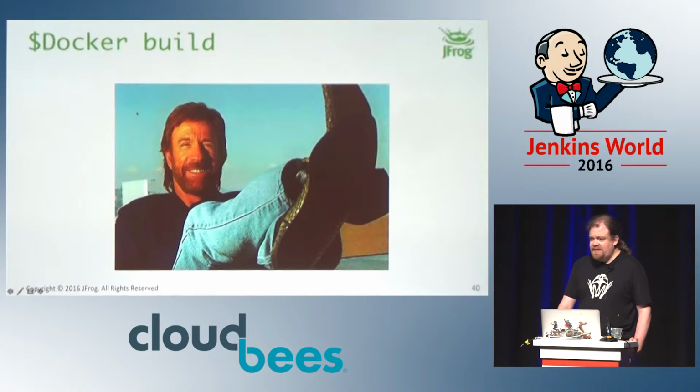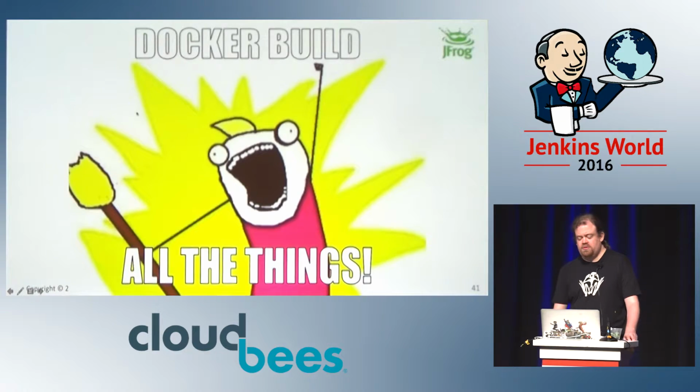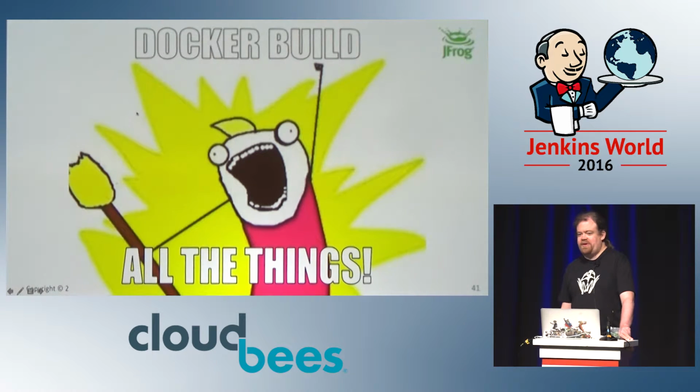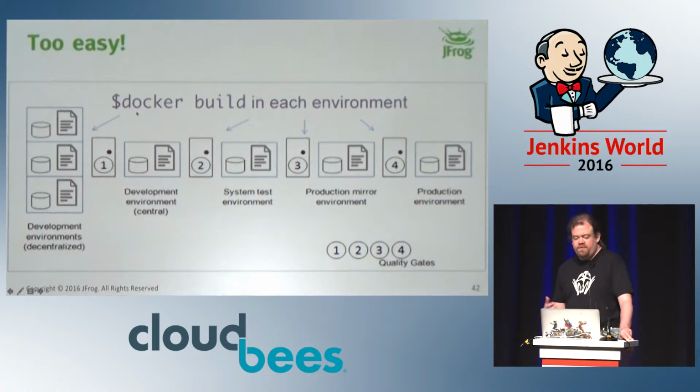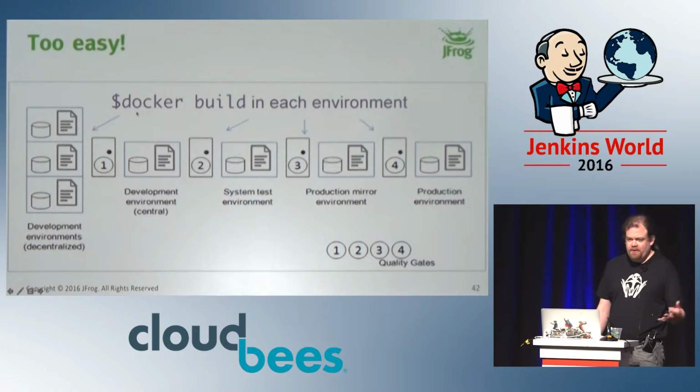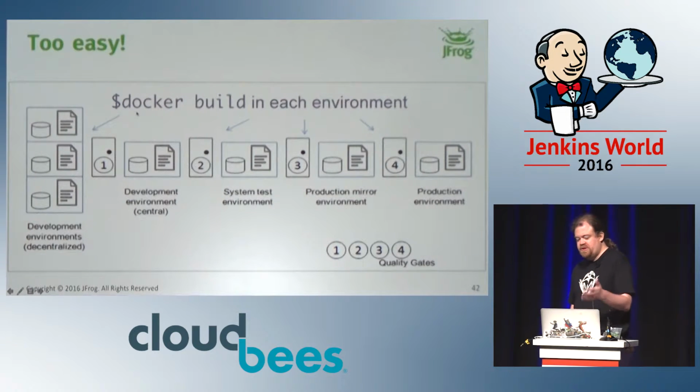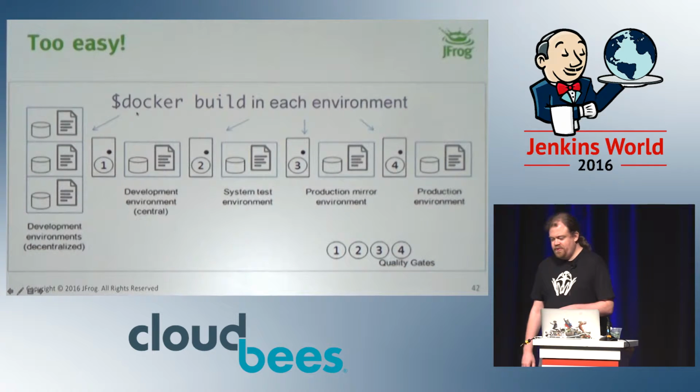But that can lead to a dangerous temptation to build everything with Docker build. In each environment, my developer does a Docker build. And then the CI server does a Docker build. And then when I deploy to test, I do a Docker build. And when I deploy to production, I do a Docker build. And there are advantages to this.